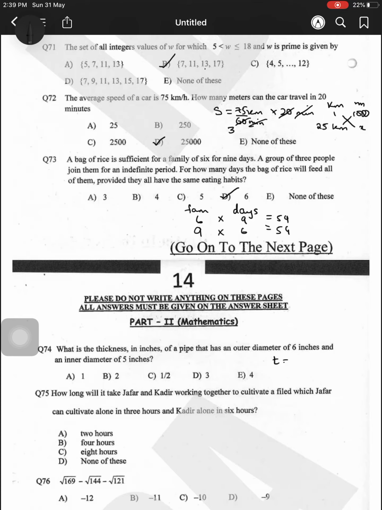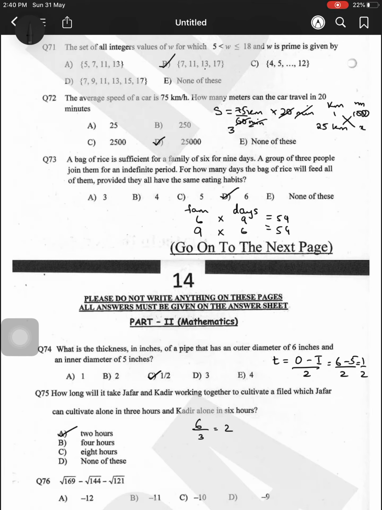In this next question, we know that the formula for thickness is outer minus inner upon 2, which is 6 minus 5 upon 2 gives us 1 upon 2, which is C. This next question, he says how long will it take Jafar and Khalid to work together to cultivate a field, if Jafar cultivates alone in 3 hours and Qadir alone in 6 hours. So 6 upon 3 is equal to 2, which gives us 2 hours.